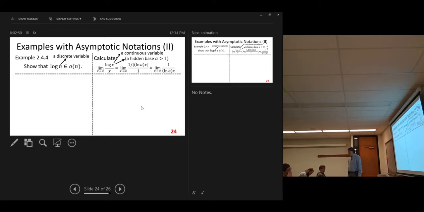Then we simplify it, but this time it is not an indeterminate form, because the numerator is 1, it's not infinity, it's not 0. The denominator is infinity, but it's not an indeterminate form. So we can get its limit immediately. 1 over infinity, its limit is 0. That's the definition of little o.